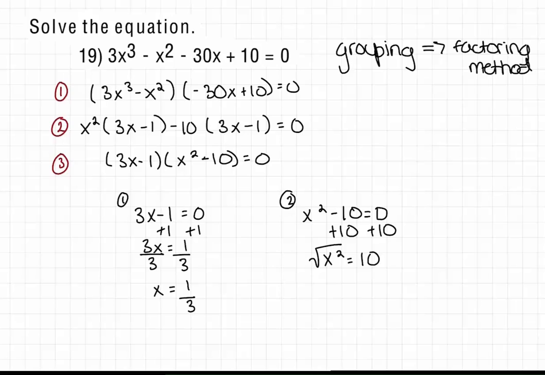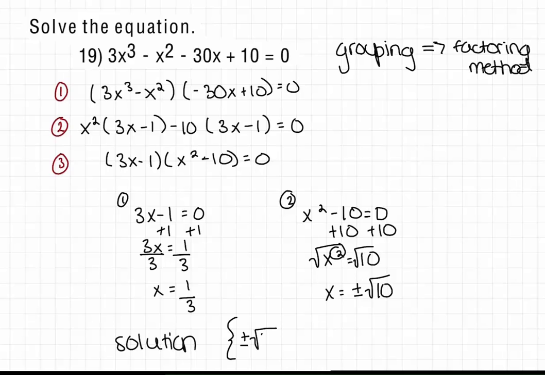Now we're going to square root both sides to get rid of this 2 in the exponent, which leaves us with x is equal to plus or minus, because remember with the square root, it's always plus or minus, so plus or minus the square root of 10. This means that our solution is going to be plus or minus the square root of 10 and 1/3. And that is your final answer.